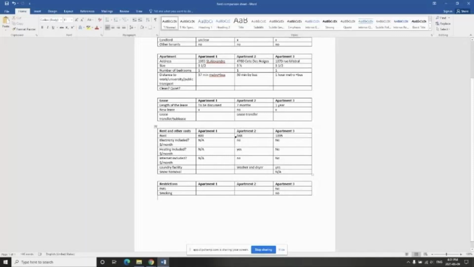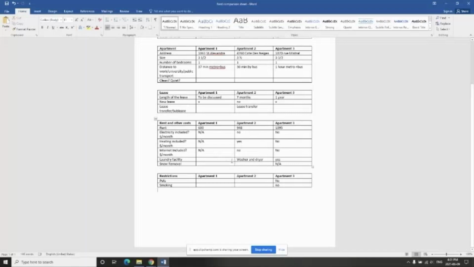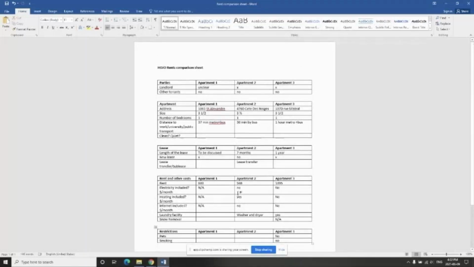So yes, the prices are higher, but we know for sure, for example, that in apartment number 2, heating is included and there are washer and dryer in the unit. And for apartment number 3, there's a laundry facility in the building. Apartment number 3 is the only one who had details regarding pets and smoking, but these are the kind of things you might ask to your prospective landlords while visiting virtually or corresponding for an apartment.